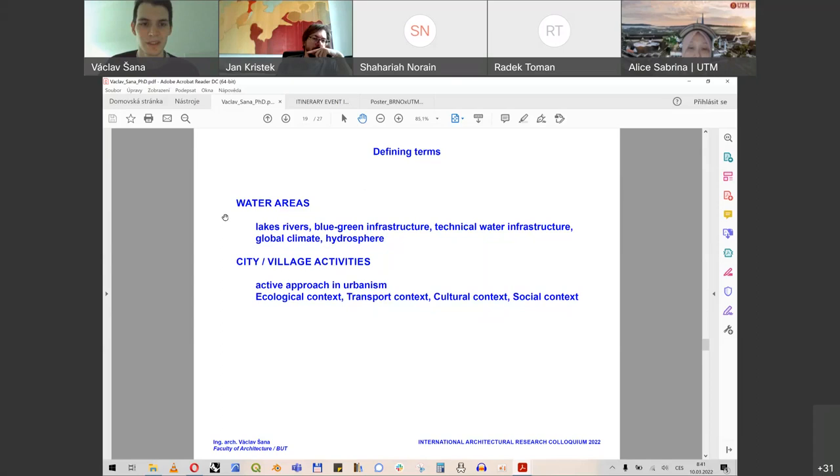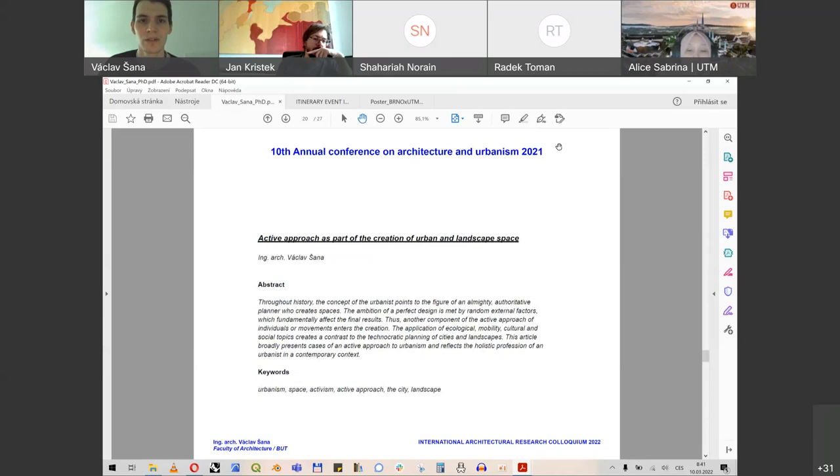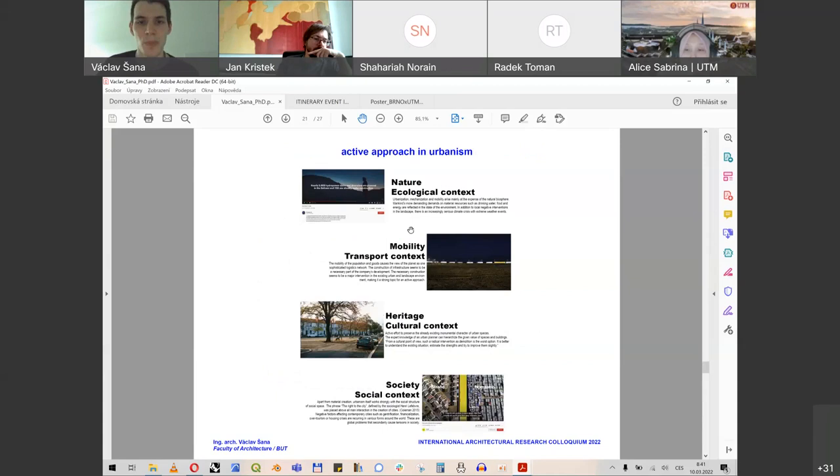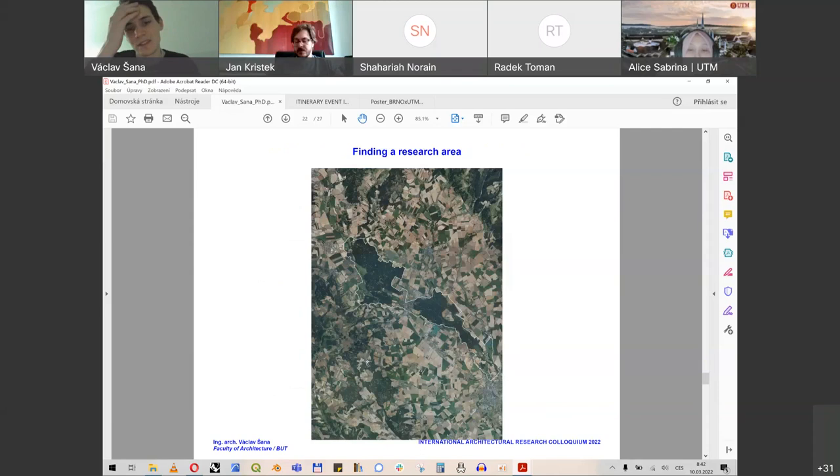I already wrote an article for our conference in architecture and urbanism, which was mainly about what the active approach is and what it could be through the water areas, within the ecological, transport, cultural and social contexts. And that is the poster which was on the annual conference.